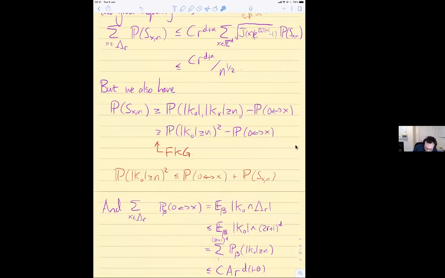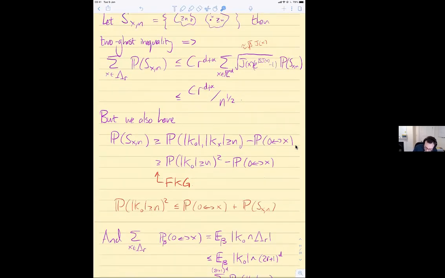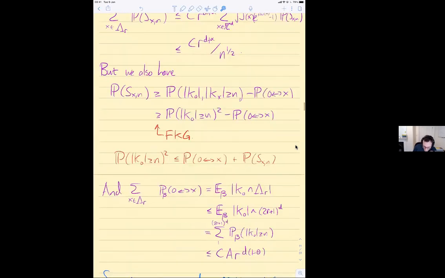Now, on the other hand, we can lower bound the same probability, because this is the event that the origin and x are both in large clusters that are distinct. So we can bound that from below by the probability that the origin and x are both in large clusters, minus the probability that they're connected to each other. And then we can use the positive association FKG inequality to bound this first probability by the square of the probability that the origin is in a large cluster. If you rearrange that, you get this inequality.